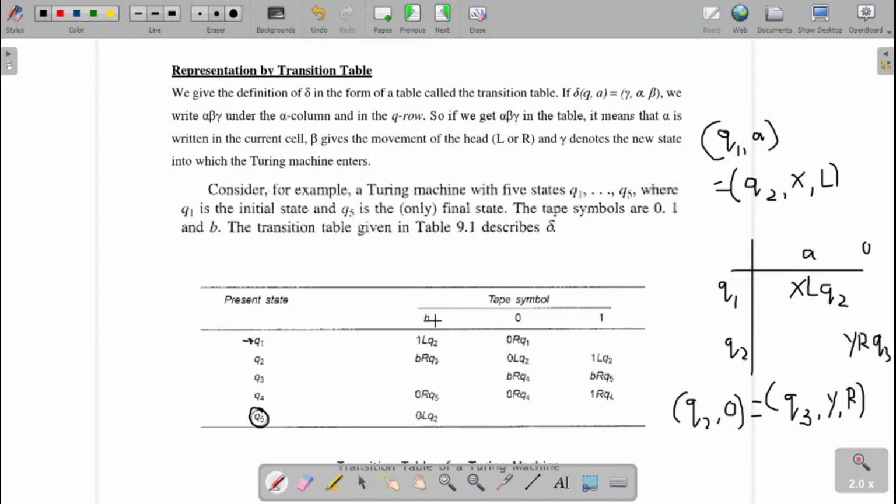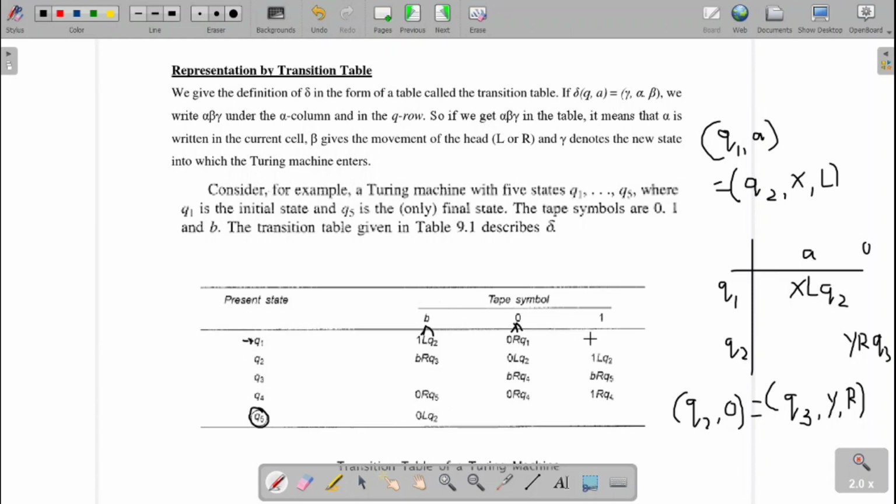Q1 on blank B, B I am replacing with 1. I will make a left move, and I will change the state to Q2. In the same way, Q1 on 0, I will retain 0 as it is. I will have a right move, and I will retain the same state Q1.